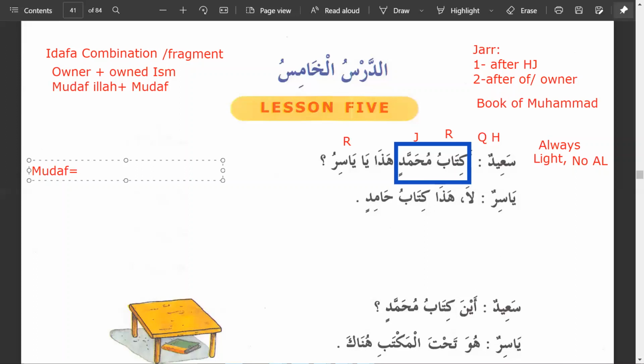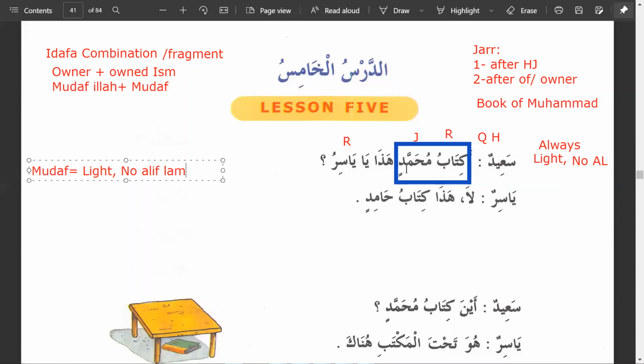equals light, no alif lam. Okay, you can take a picture of this. Mudaf is always light, no alif lam. So the owned ism is always light, no alif lam. And you saw it's light with the single dhamma and there's no alif lam.